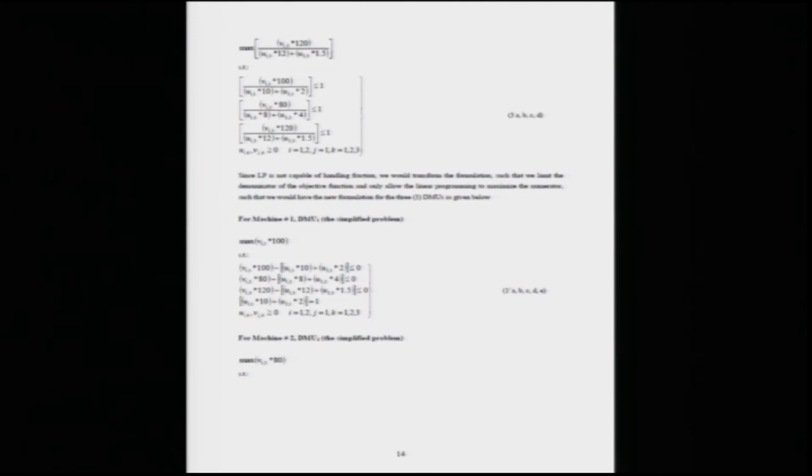So as there are 3 DMUs, you will have 3 optimization problems, and you will change the constraint with respect to the first, second and third. Now we read the initial non-linear formulation for the third DMU, since we have already completed the first and the second. The third DMU will be maximization of V13 into 120 in the numerator, and in the denominator you have U13 into 12 plus U23 into 1.5, and the constraints remain exactly the same.